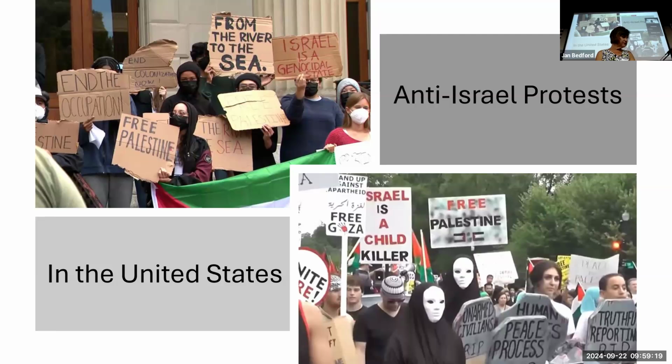And the idea that Israel is a child killer, you can see on one of these signs. If you look at this bottom picture, they've got tombstones: death to the peace process, death to truthful reporting. The mindset is very difficult to understand. And what's even more tragic is, where are many of these protests taking place? Our colleges. Our kids are being indoctrinated.